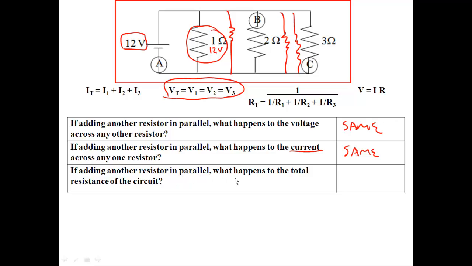Last one. If we add another resistor in parallel, what happens to the total resistance? Well, we know this relationship here, and if you remember from a previous podcast, as we add more paths, it makes it easier for the current to flow. So what happens to the total resistance? The total resistance decreases.